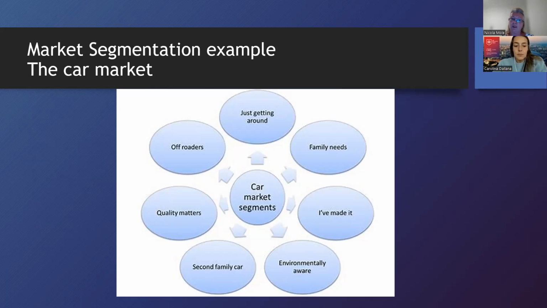Maybe quality is important to you, so you might choose a different brand from some of the other brands. Off-roaders: if you like heading out on the weekend, driving out in the country or driving on the beach, you'll get a car that's more suited for that purpose than someone who just needs to go to the shop. So it's really important to know what type of customers we have so we offer them the right type of product. It doesn't necessarily mean that we offer all customers the same products, though. We need to check what we have.